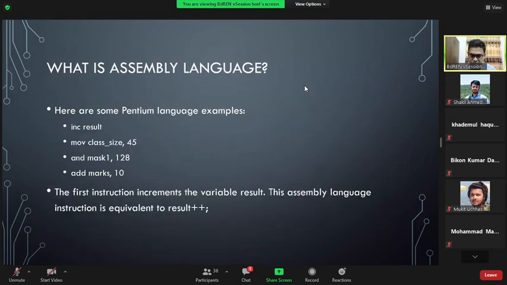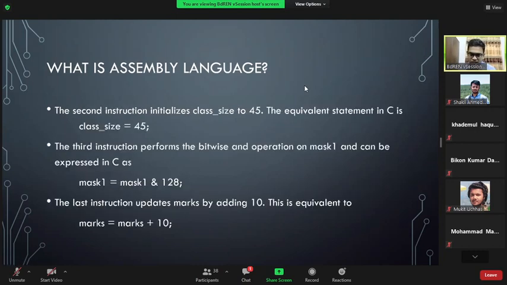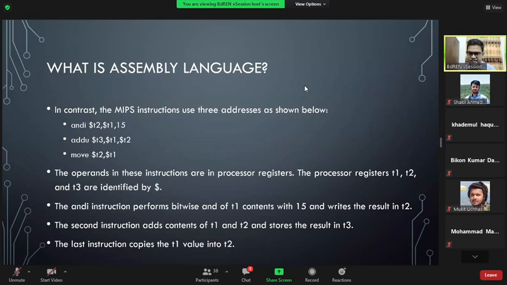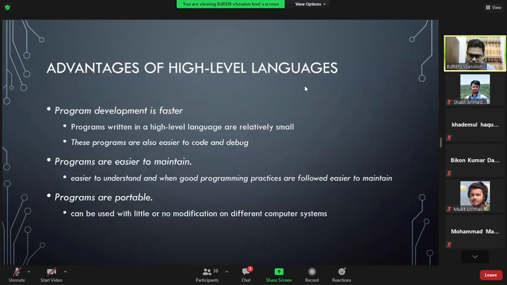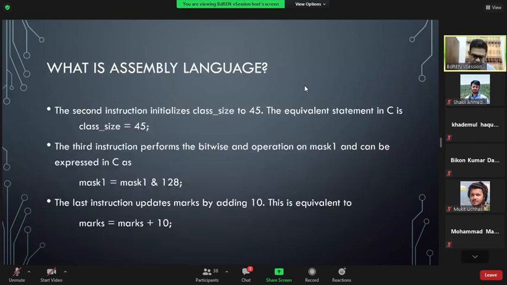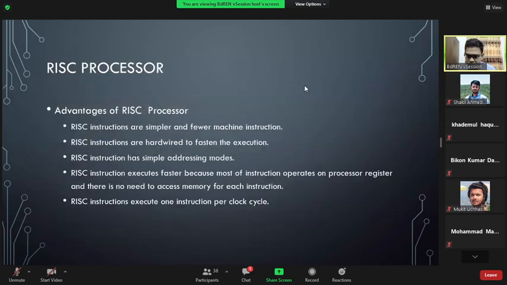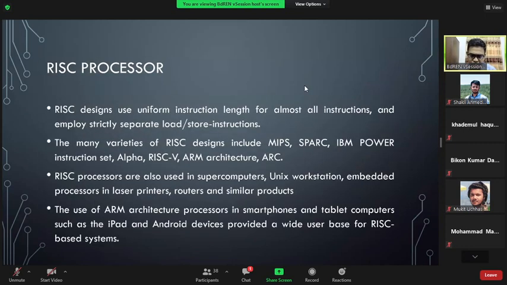This is the example of the Pentium. I'm just giving you the example, we will discuss tomorrow. This is the example of the CISC processor, which is a Pentium processor. And this is the example of the RISC processor, very briefly, anyway. So I'm just giving you the example, that's why.